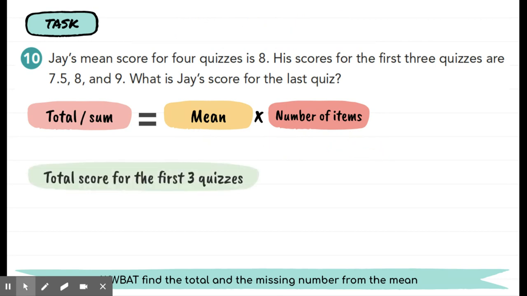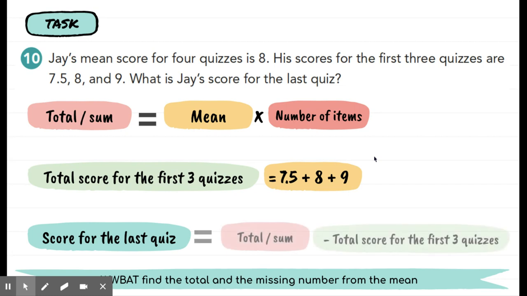Now that we have the total sum, we have to find the total score for the first 3 quizzes. The first 3 quizzes is 7.5 plus 8 plus 9. Once you find the total score for the first 3 quizzes, you can subtract that from the total sum in order to find the score for the last quiz. Let me give you 2 minutes to complete this task. You can pause the video and come back when you're ready.